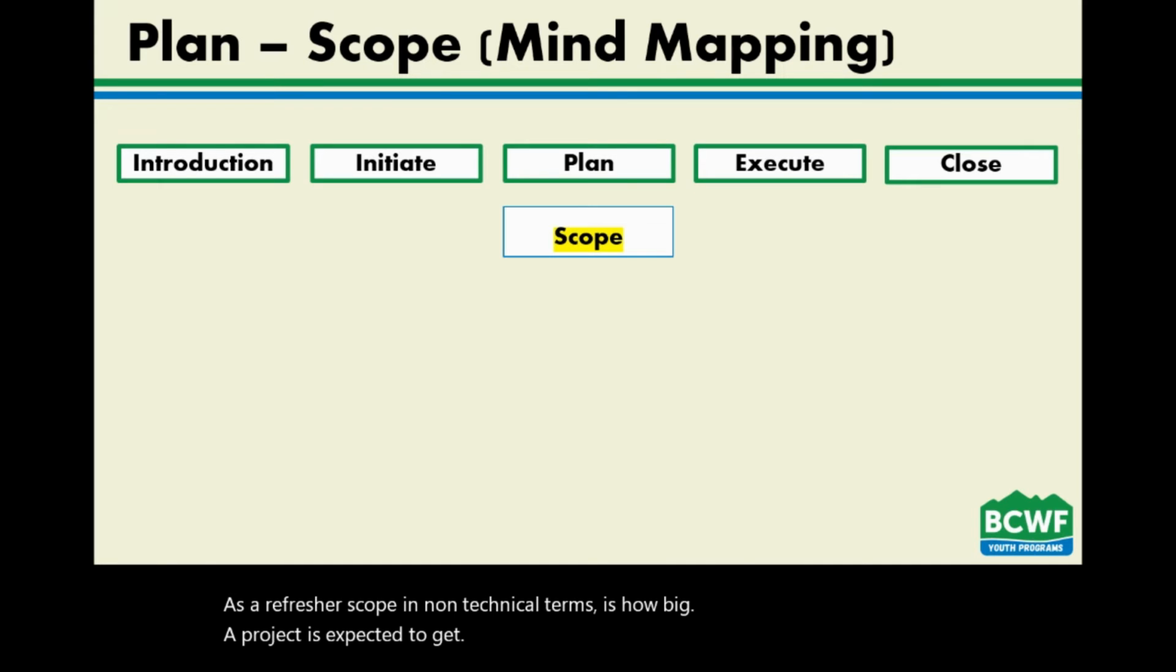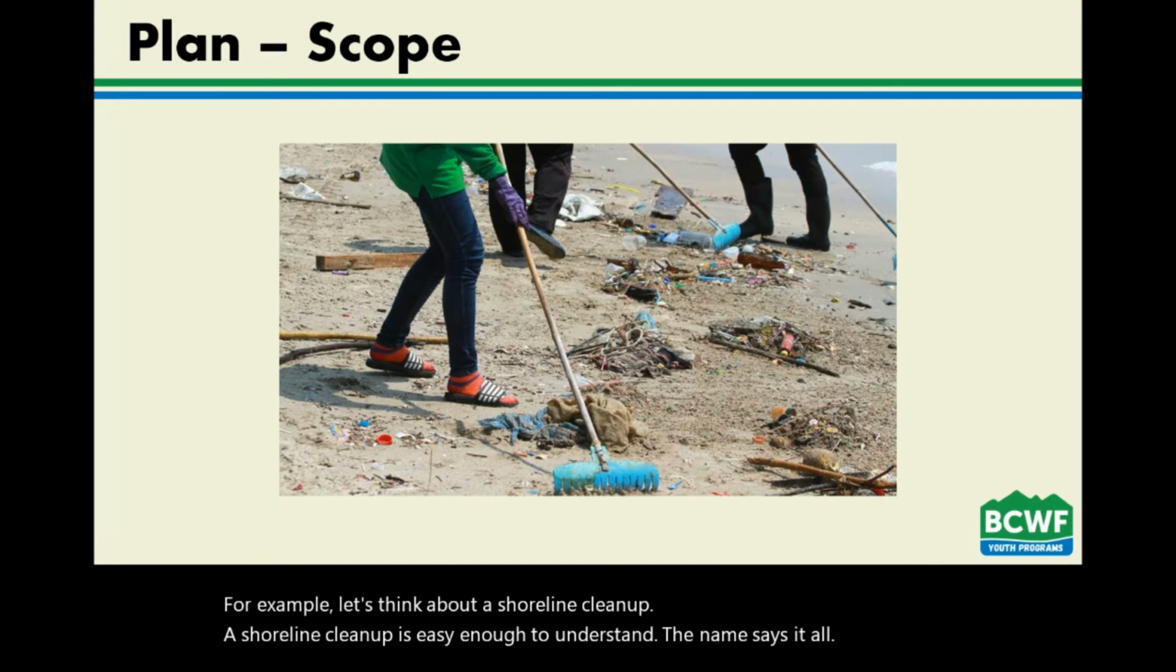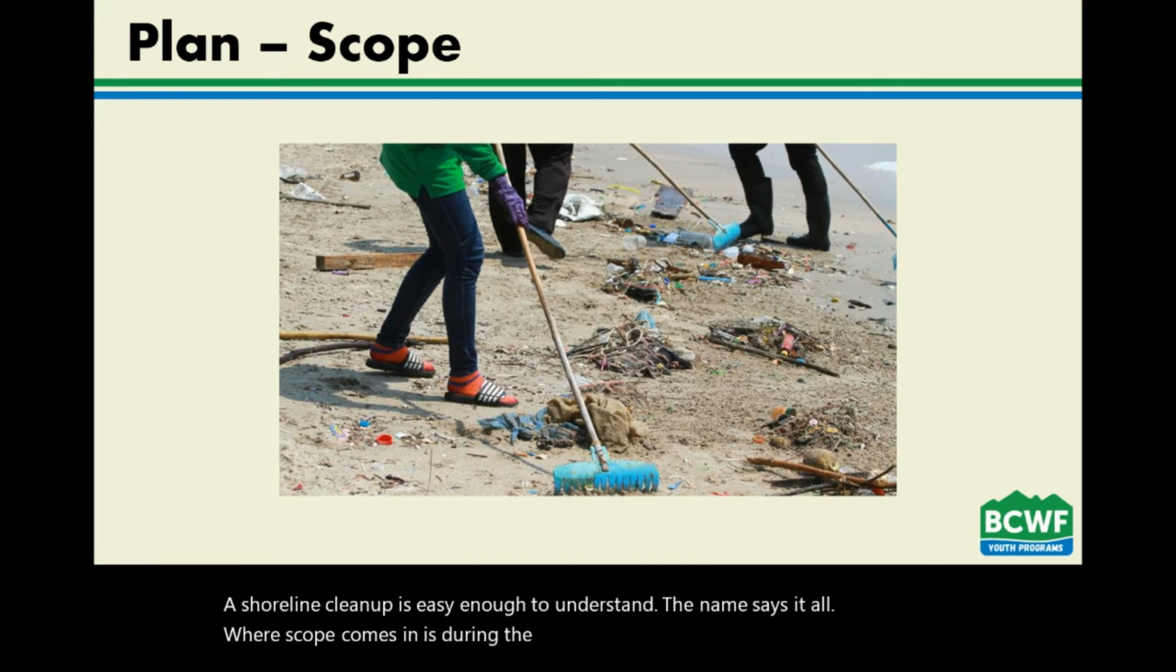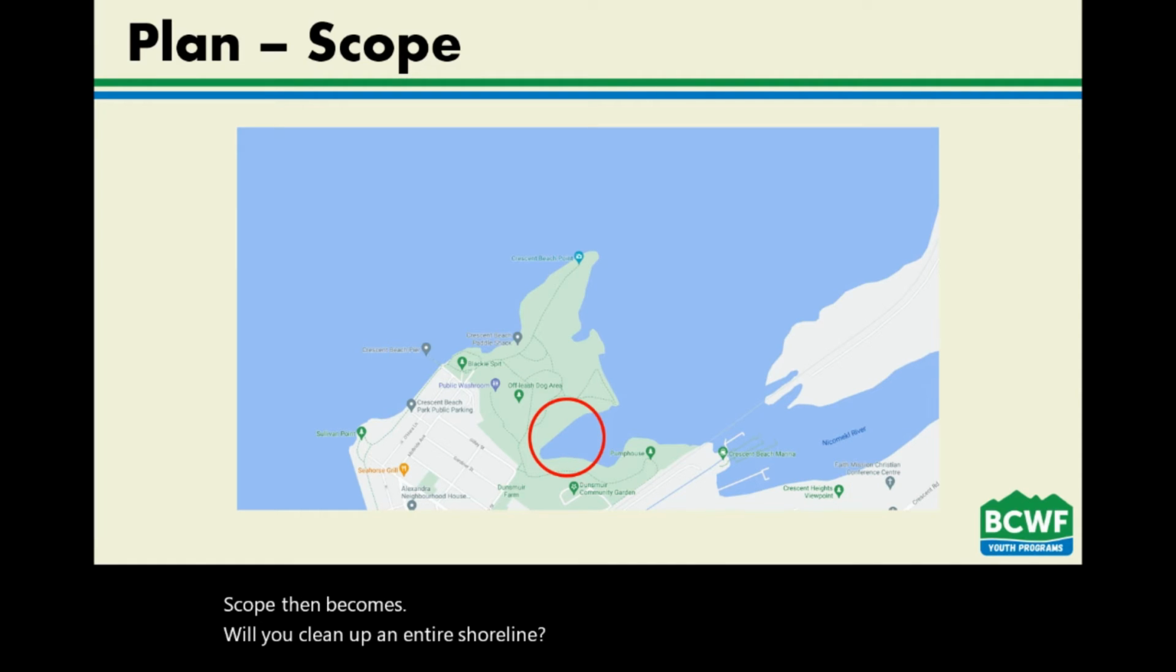For example, let's think about a shoreline cleanup. A shoreline cleanup is easy enough to understand. The name says it all. Where scope comes in during a shoreline cleanup is, how much of the shore will the shoreline cleanup affect? Most people will answer, as much as possible. However, as a project manager, you have to be more realistic. Scope then becomes, will you clean up an entire shoreline? Or will you clean up a specific part of the beach?